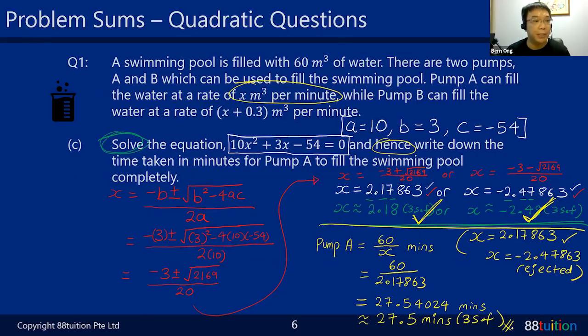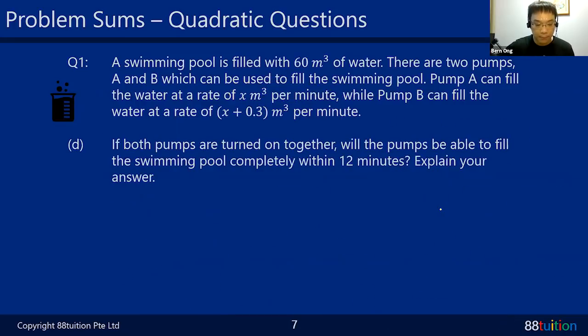This is your presentation. Can you see or not? Okay, this is your presentation. So it's important that you present nicely for your teacher. When to present to answer, when to reject, all this must be clearly stated. Yeah? All right. So let's move on to the next portion, part D. If now both pumps are turned on together, will the pumps be able to fill the swimming pool completely within 12 minutes? Let's go and try this out.